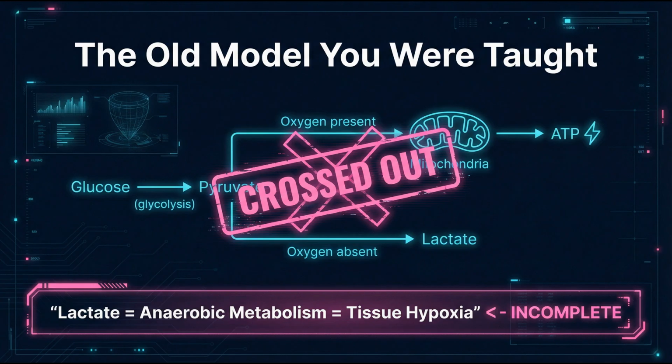Now, let's talk about the old model you were taught in medical school. The classic teaching was simple. Hypoxia leads to anaerobic metabolism, which produces lactic acid as a toxic waste product. Therefore, high lactate equals tissue ischemia, and the treatment is always to give more oxygen and more fluids. This model is elegant, it's easy to remember, and unfortunately, it is fundamentally incomplete and often wrong.